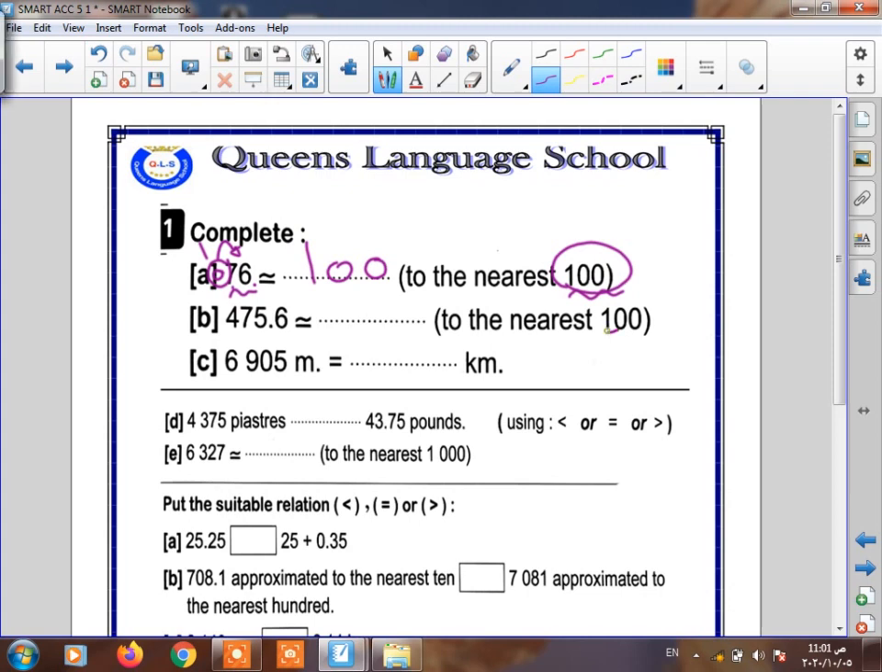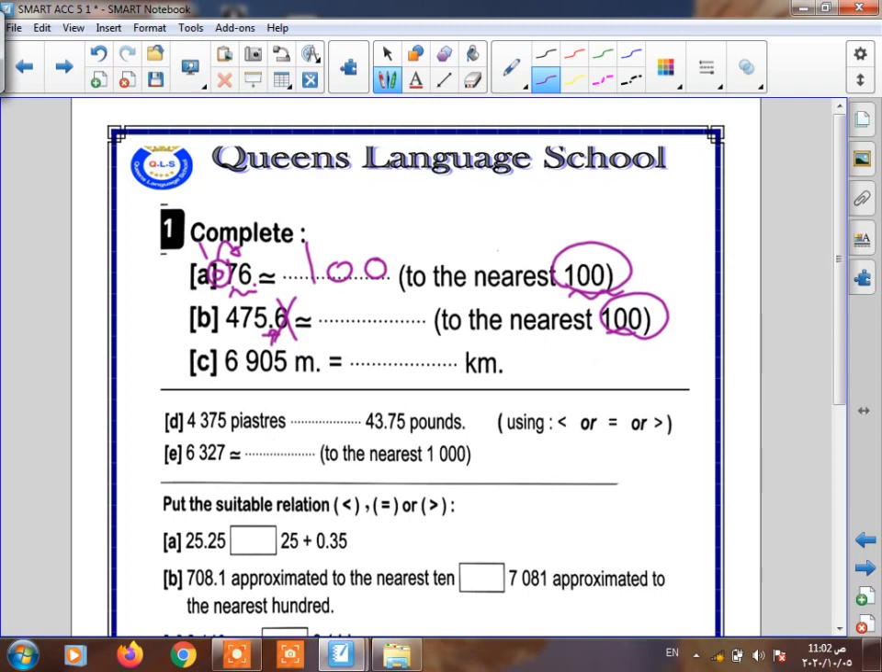Again, number letter B, 475.6 to the nearest one, 100. It means I approximate it to the nearest one, 100. Okay, each time go to the decimal point. I go right, decimal number. No, I need to go to the whole number. I go to left, cancel decimal number. I'll not use it.